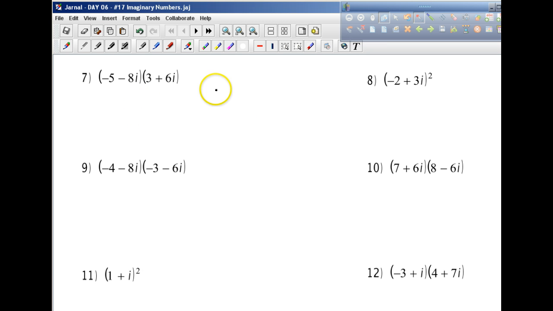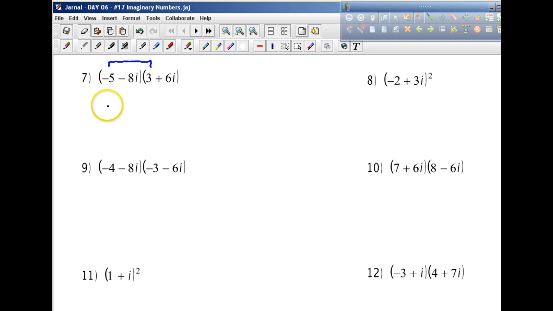I prefer, just to start off, I don't know. What do you guys prefer? Box? FOIL? FOIL? Okay. It's the same exact thing, just one is written slightly different. Okay. So FOIL.